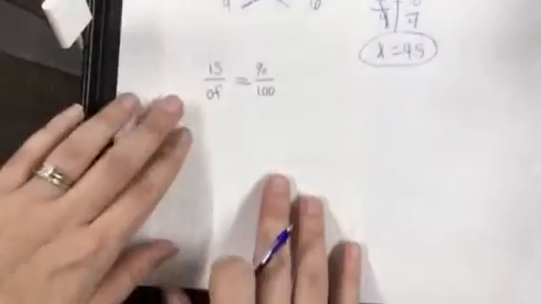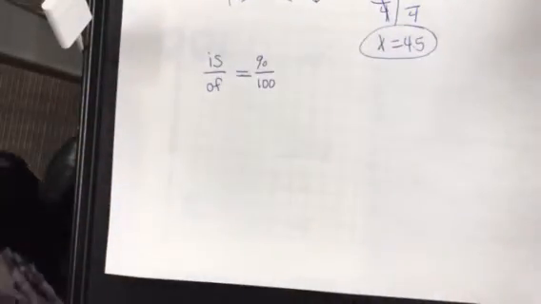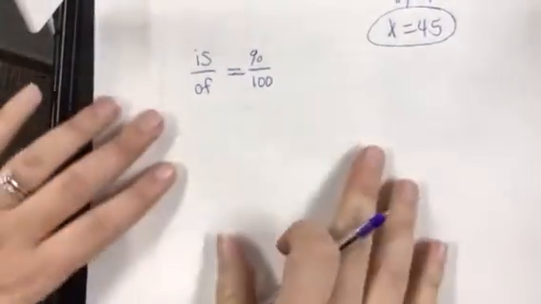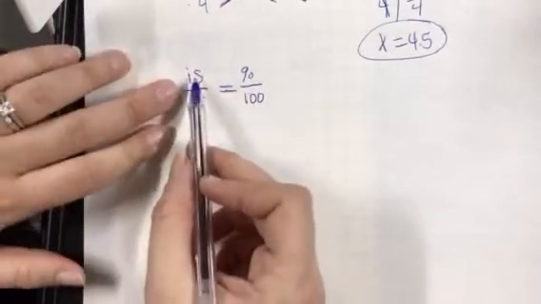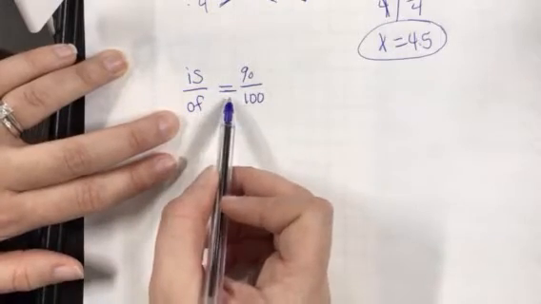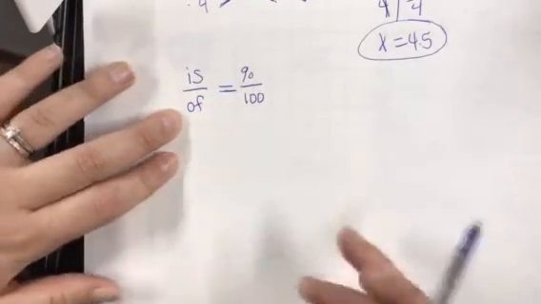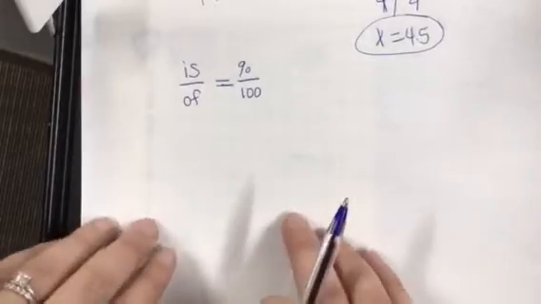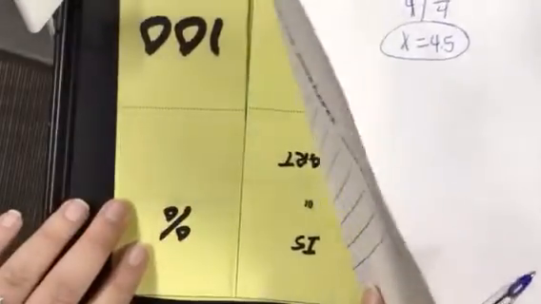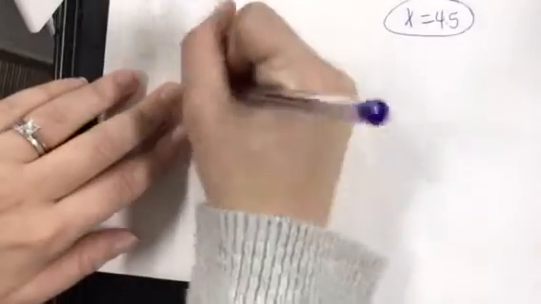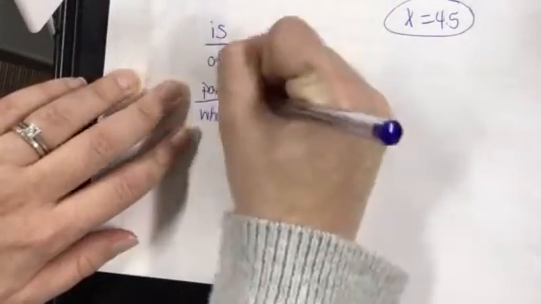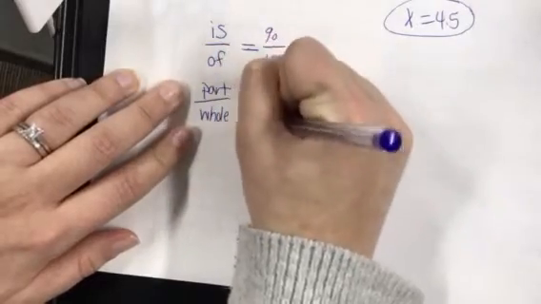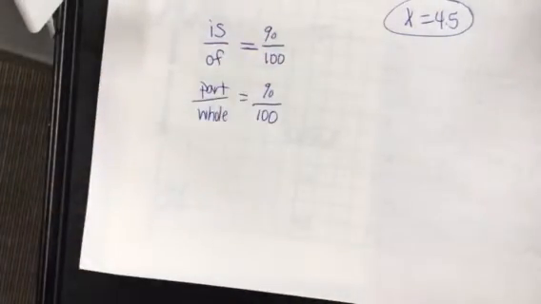It's a proportion, but we assign some words and numbers to different parts of the proportion. Is over of equals percent over 100. Is over of equals percent over 100. We can also say part over whole equals percent over 100. Part over whole equals percent over 100.